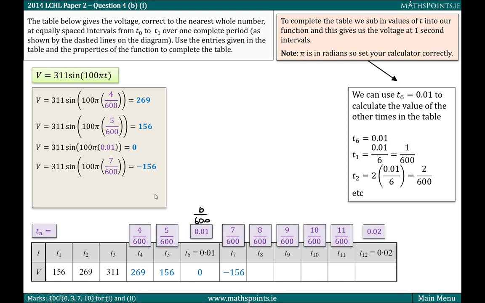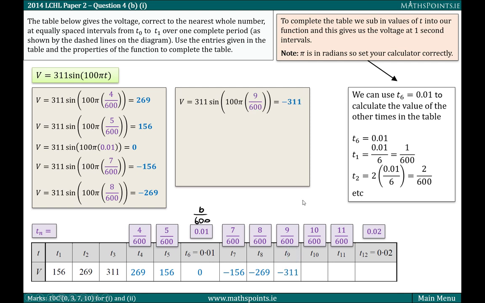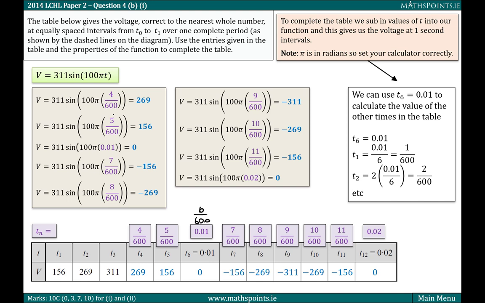And at this point, we could probably fill in the graph based on the previous entries. 156, 269, 311, 269, 156, 0, minus 156. I'm going to guess that it's minus 269, minus 311, and then we're going to start on the way back up again. So it's going to be minus 269 again. We're going back up, but we're still negative, and then it's minus 156, and we get back to 0. So the way that we actually did it was we put the numbers into the calculator, but there's a bit of common sense here as well, that we can see that the graph repeats itself over time.